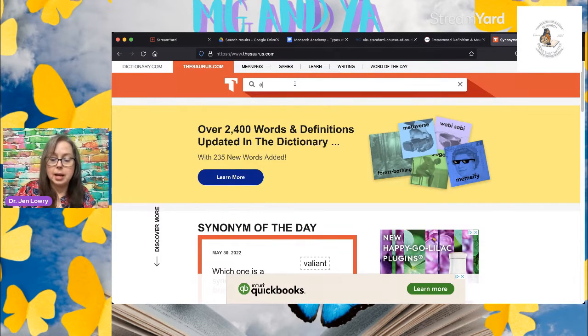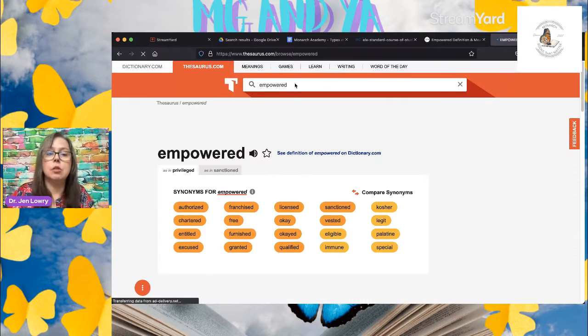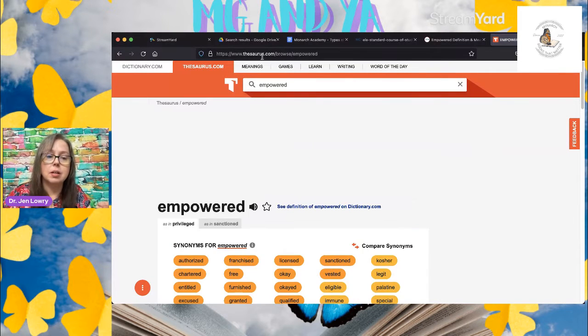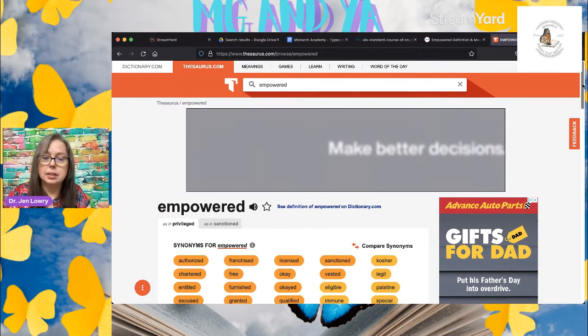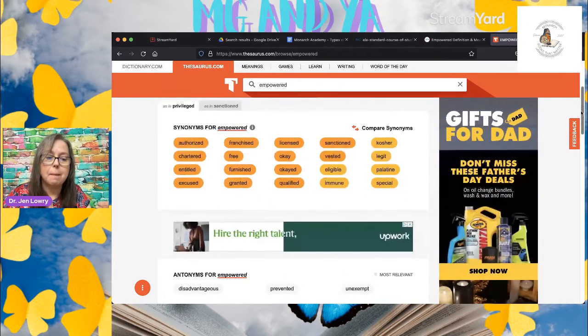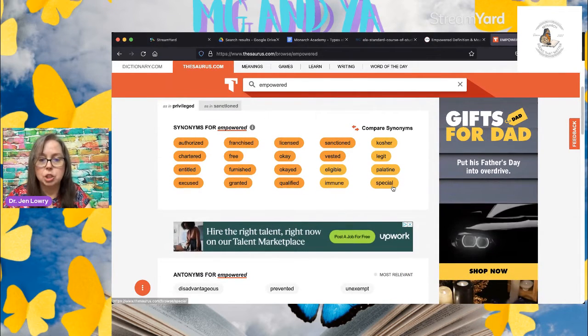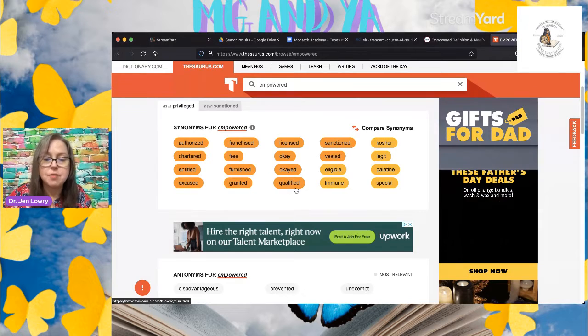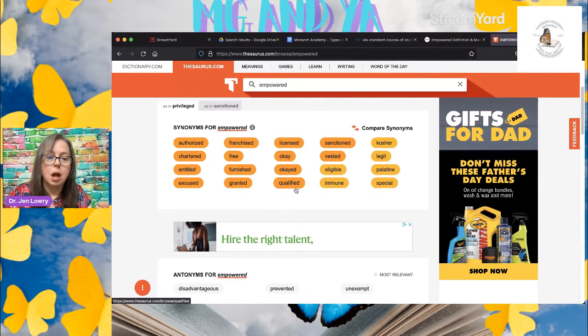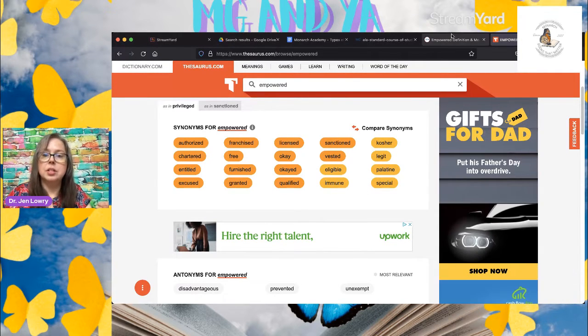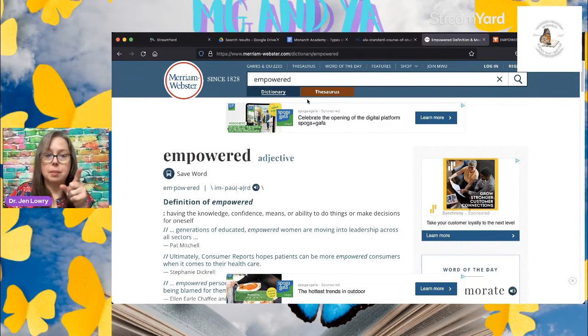If I want to try a different technique, I can go to "empowered" on thesaurus.com. And I can look and see, what does it mean maybe to be empowered? She feels special. She feels qualified. Well, out of all of these words, and I always start with Merriam-Webster, I like the word confidence the best. So there we go back.